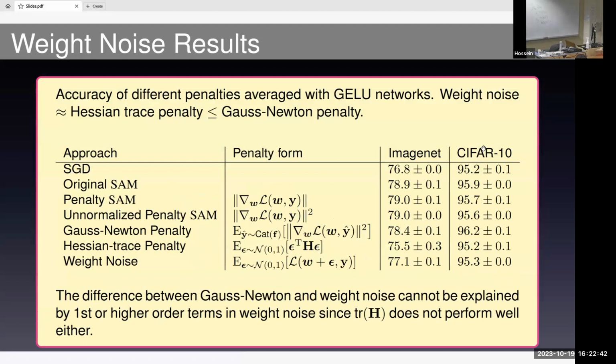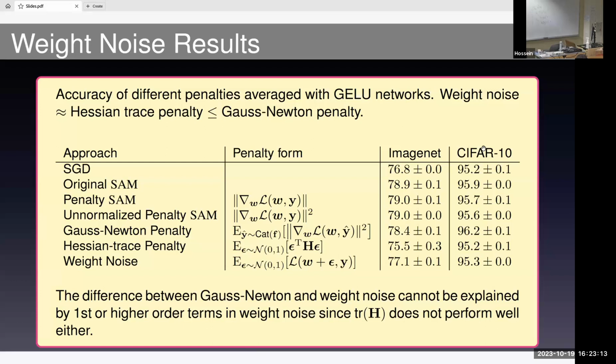So is what Bishop is saying really correct? Is it true that we can drop the NME term and basically just work with that? In order to see that, we are comparing a bunch of techniques, some of them even from previous slides. So we have SGD, SAM, penalty SAM. We already know how to fix penalty SAM. In all these experiments, we are already using GLU, so all these networks are already using GLU.